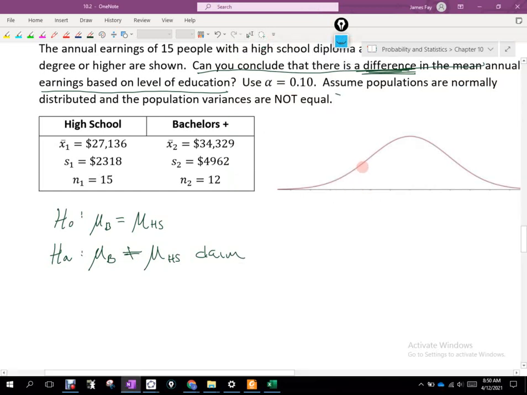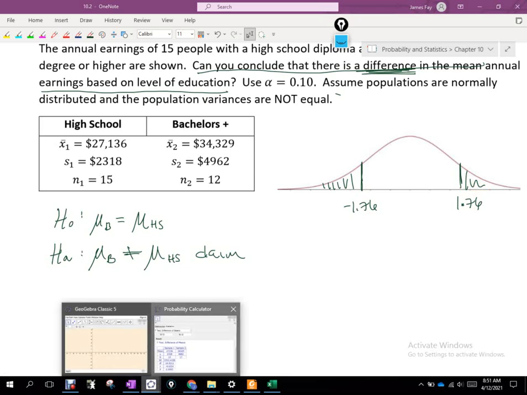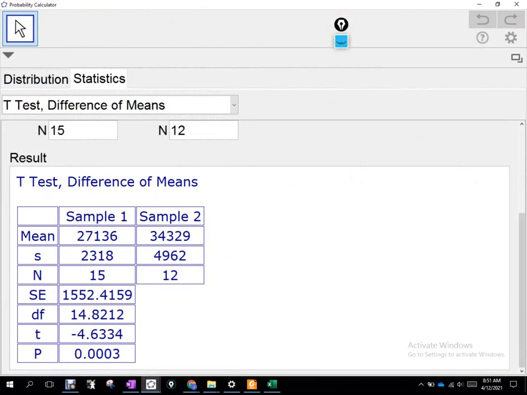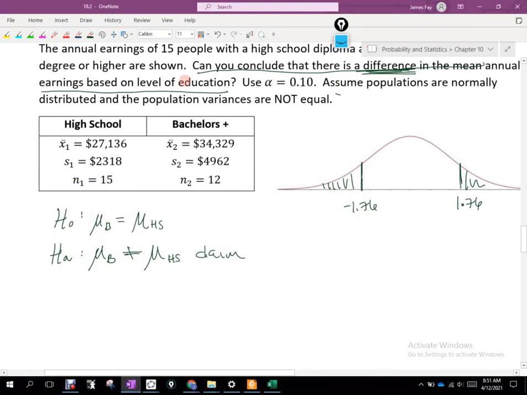Let's go ahead and write on here. So negative 1.76 and positive 1.76. Those are my rejection regions. GeoGebra was telling me that the t-value, our test statistic, is negative 4.6. So it is all the way over here, negative 4. So that tells us to reject the null hypothesis.